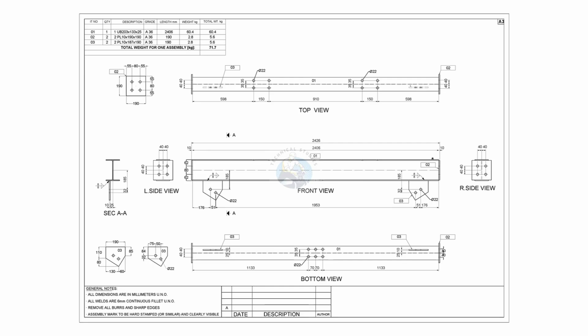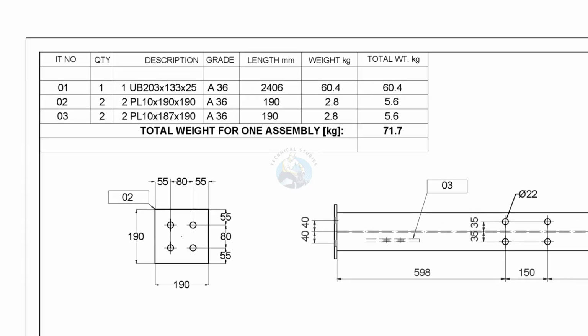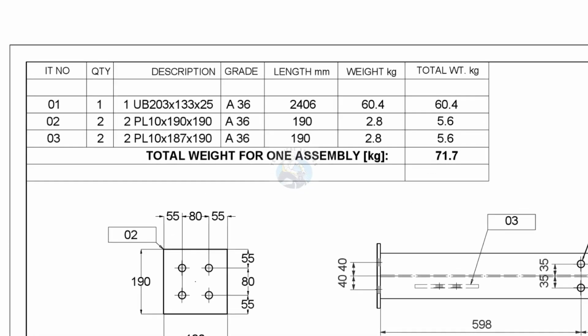Let us have a look at the drawing. Item number 1 is UB or universal beam. The size is 203mm into 133mm into 25kg. Usually we call it I-beams. The length of this beam is 2406mm. We need one piece of this item.